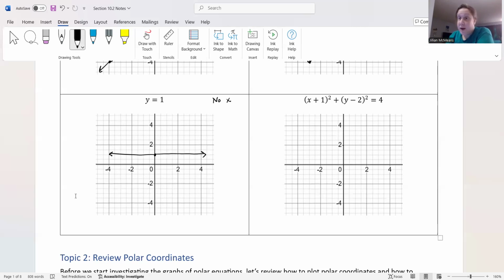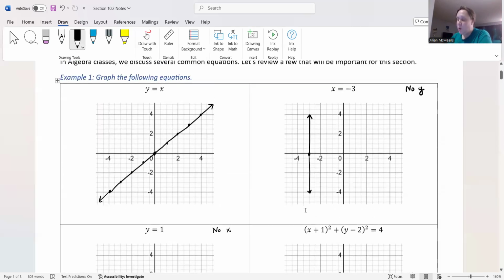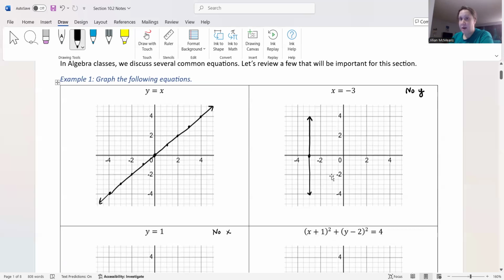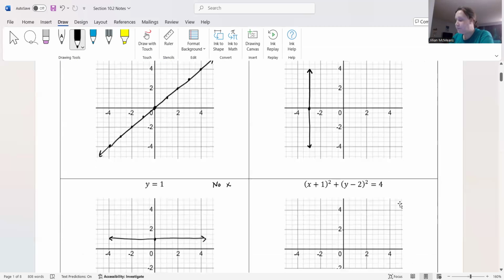So that means you're going to be parallel to the x-axis. You're running in the same direction as the x-axis. You're just never going to touch it unless we have the equation y equals 0. That's kind of the exception to the rule. Same thing up here. We're running in the same direction as the y-axis, so we're going up and down. We're vertical. We're just not going to cross it unless we have that one exception, x equals 0.